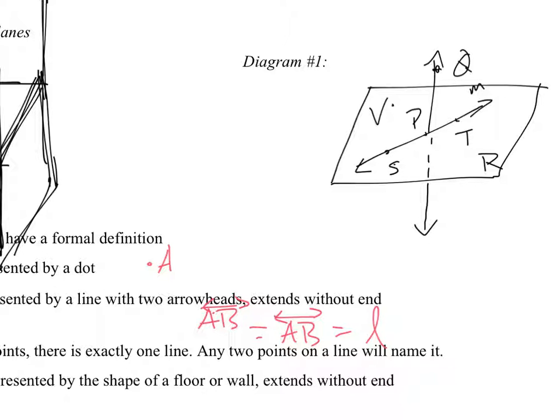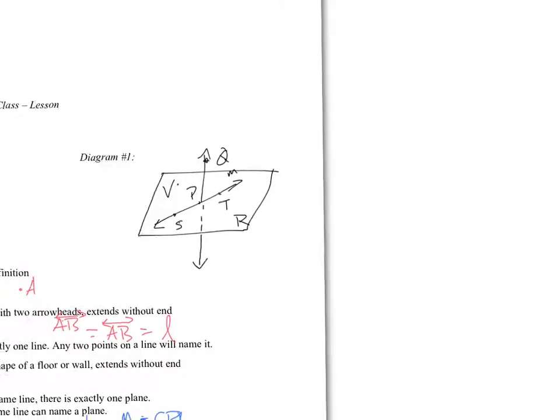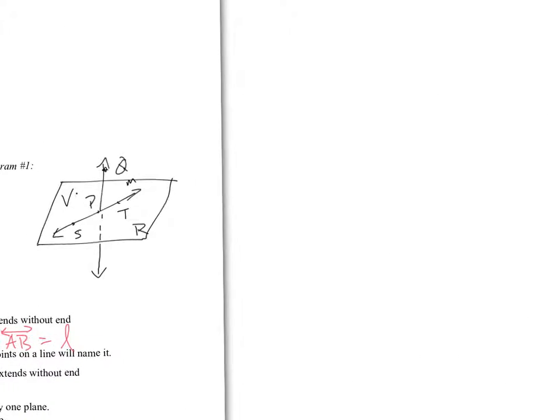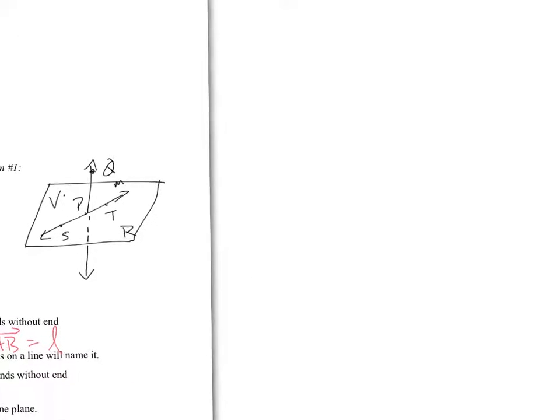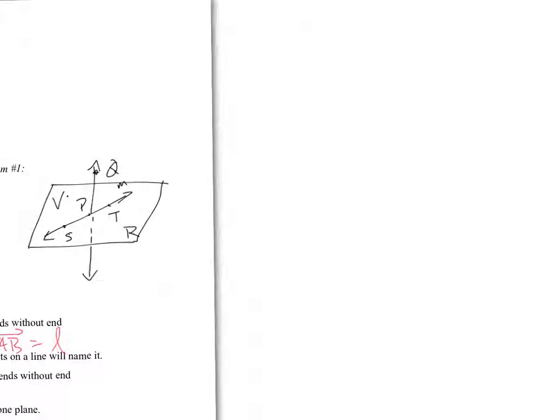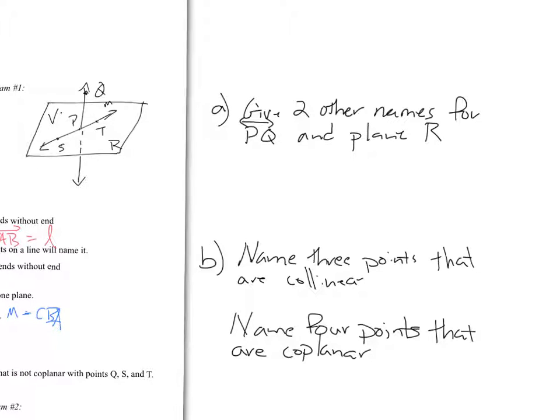For this next part, I want you guys to use the sheet to your right, the blank sheet on your right, and we're going to answer a couple questions. So I'm going to write a question down and then I'll start recording from that point. Okay, so here's a couple questions that I have. First one, give two other names for line PQ and plane R.